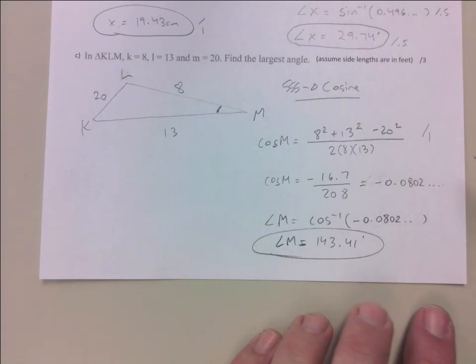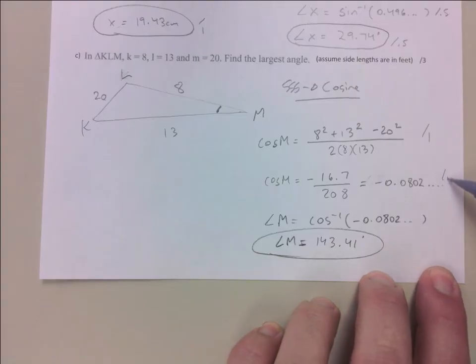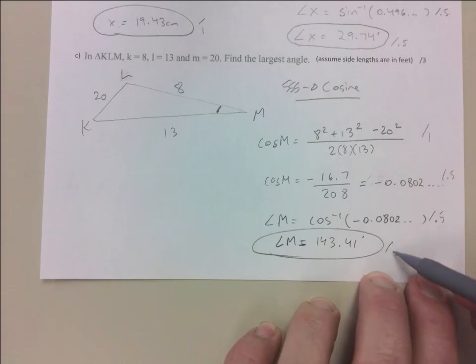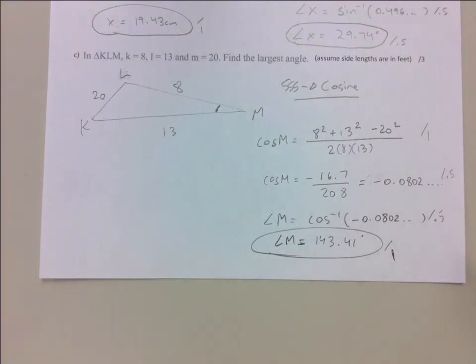So marks here. So this gives you half a mark. This gives you half a mark showing the inverse step. And you're going to get a full mark for the correct final answer. Okay, so 1, half, 1.